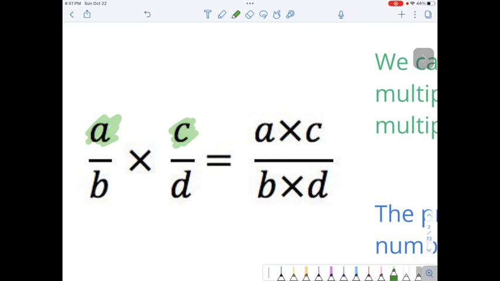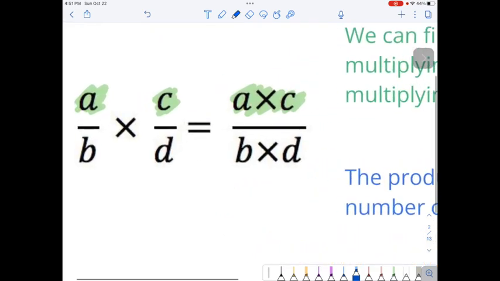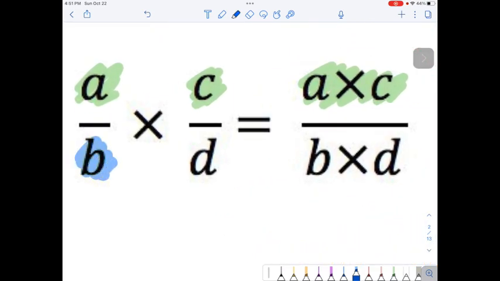So we're going to multiply the numerators together. So on top is A and C. So now we're just going to multiply A times C. That will give us a numerator answer. And then it said multiplying the denominators together. So the denominators, they used B and D. And you'll notice in the answer, it says B times D.